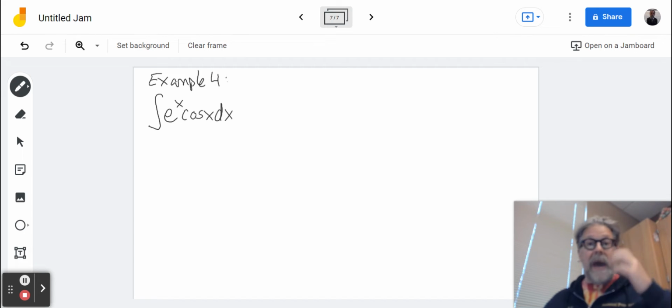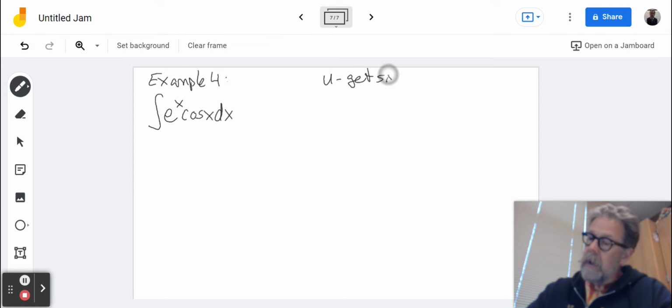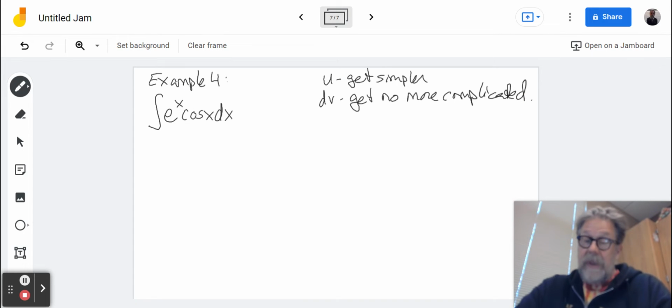All right, welcome back. So, got a problem here that poses a bit of a challenge, because what I have always said is that u should get simpler when we take the derivative, and dv should get no more complicated. Well, dv is going to get no more complicated no matter which one I pick. Antiderivative of e to the x, e to the x; antiderivative of cosine, sine.